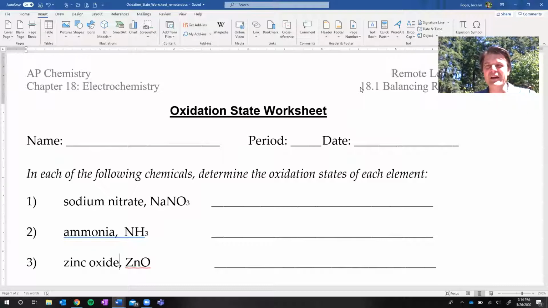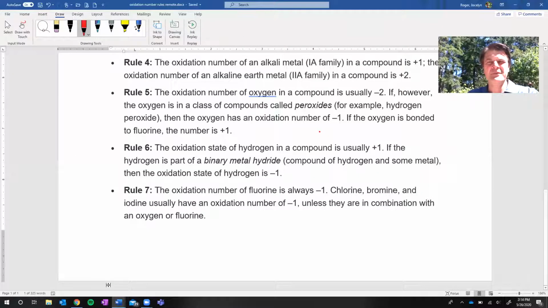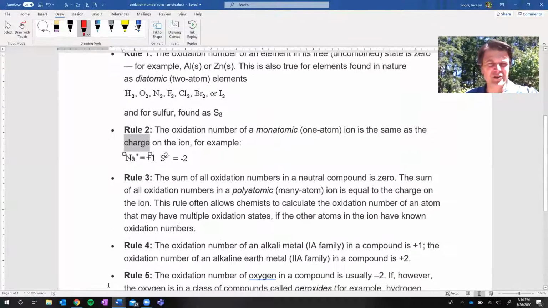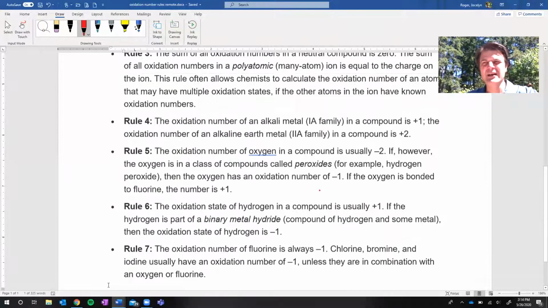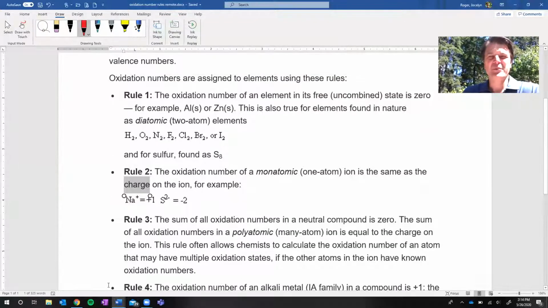All right, so if we're looking at your notes, and I'm sharing my screen here, we have the rules for assigning oxidation number. I know, 7 rules, right? It's okay, it's not very complicated. Most of these rules are very, very simple. So I'm going to go over the rules with you. We're going to do a little bit of highlighting here and there.